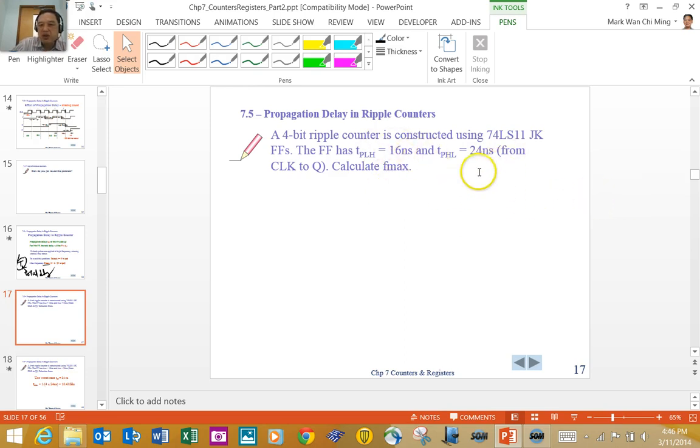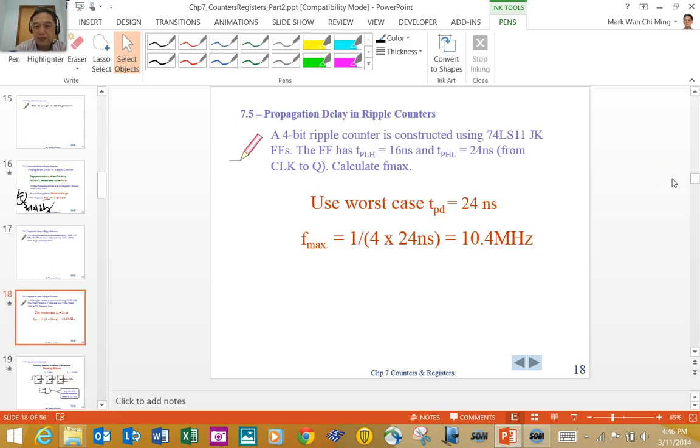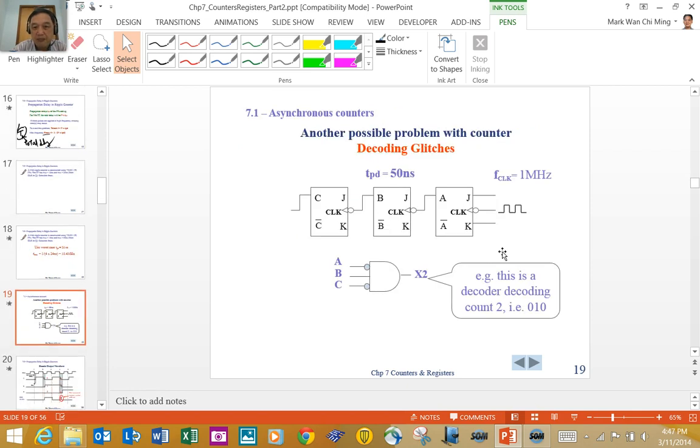So how do you do this? You use the worst-case scenario. This delay is 16, this delay is 24, so when you do the calculation, you use 24. Correct. One delay is the 0 to 1 transition, this one is the 1 to 0 transition, so you use the worst one, 24. So it is 1 upon 4 times this, because it is a 4-bit counter, which means 4 flip-flops. So you have 4 flip-flops times the delay of 1 flip-flop: 4 times 24 nanoseconds, 1 upon that, and you get 10.4 MHz. This is the maximum frequency you can feed into the clock input. You cannot feed in anything higher than that.